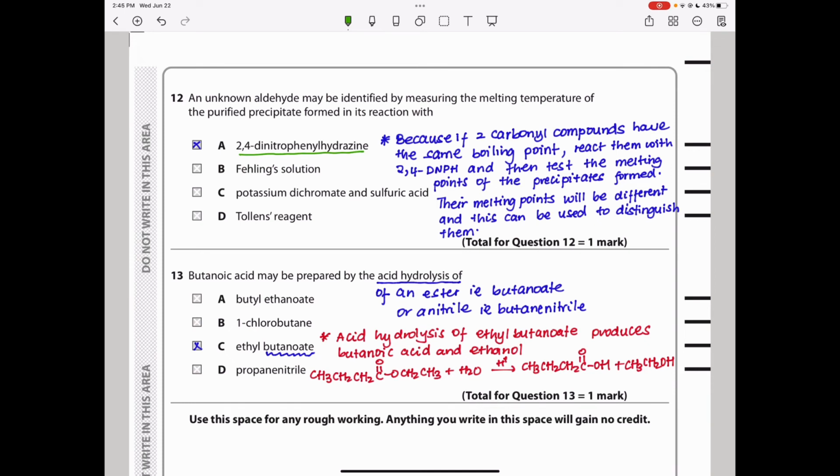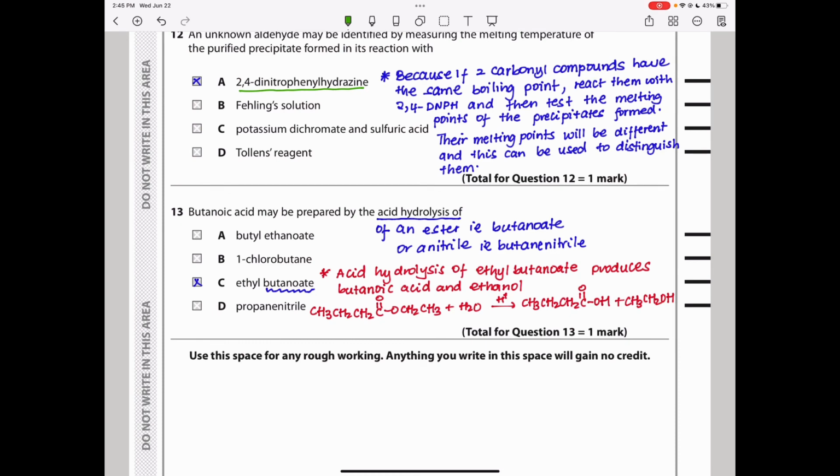If aldehydes are indistinguishable because they have the same boiling point, what they normally do is react them with 2,4-DNPH, which is 2,4-dinitrophenylhydrazine, and then the precipitates that result will be collected. Those precipitates will be purified, and then their melting points can be determined. They will find that their melting points are different, and they can refer to the data booklet in order to confirm which temperature matches which known compound. So basically, they are able to distinguish two or more different aldehydes or even carbonyl compounds.